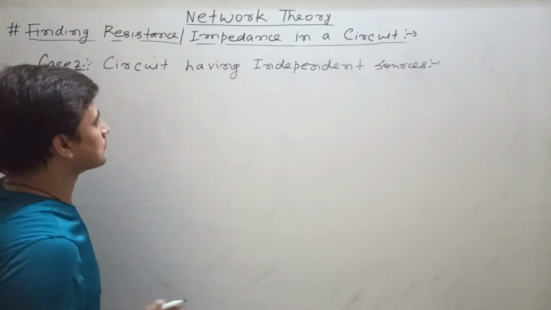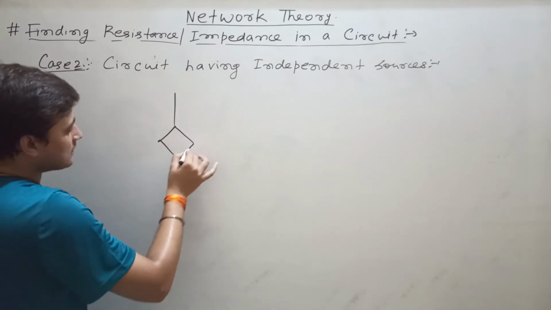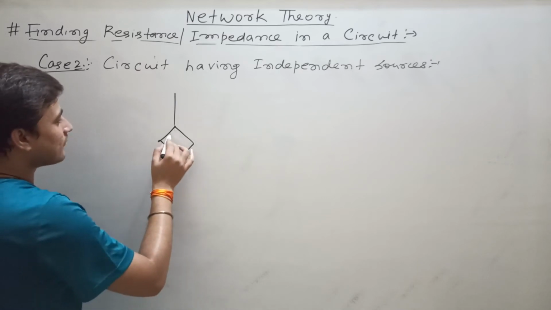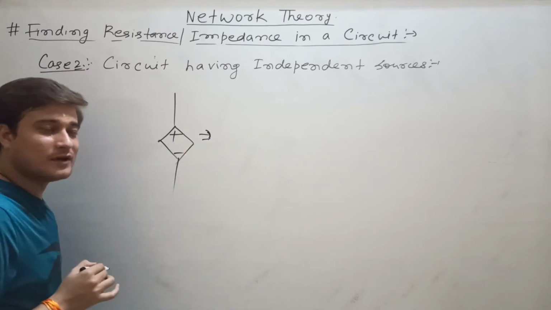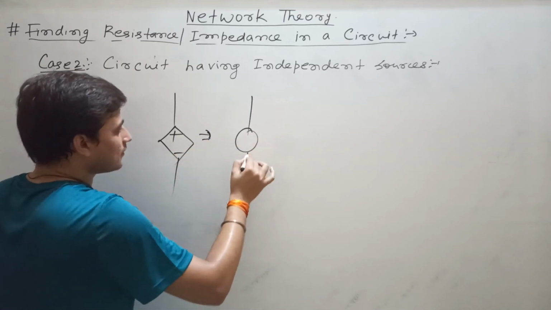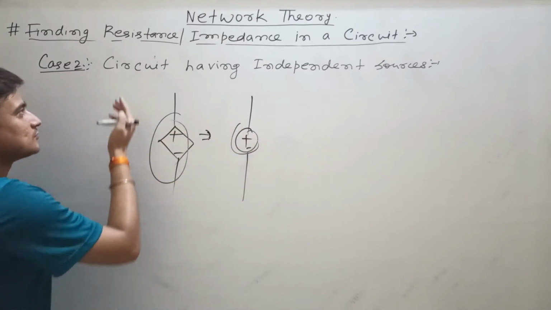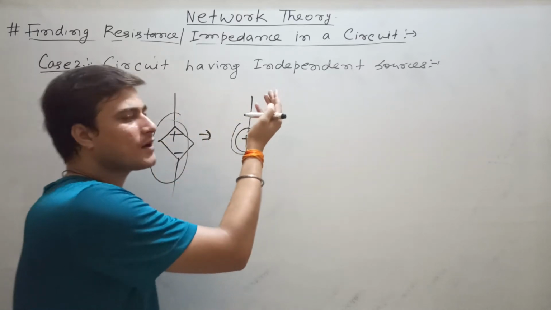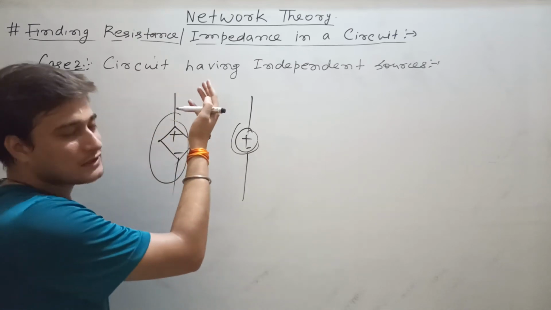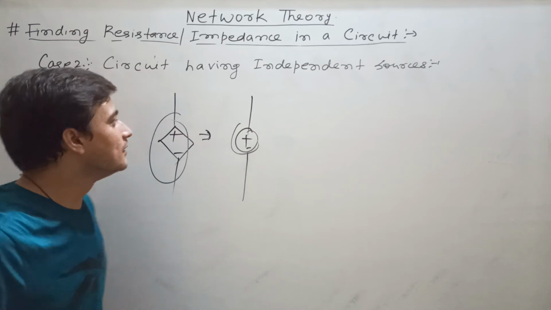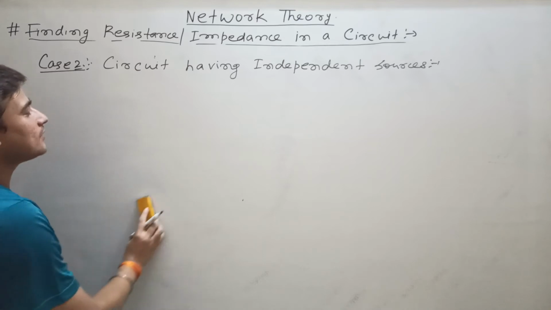Having independent source. Clear? Because before 1947, you generally see this figure. Before 1947, the figure was like this. And after 15th August 1947, we are like this. So this is dependent and this is independent. So here now we are dealing with the circuit having independent sources. That means we are dealing with the country after 1947. Clear?